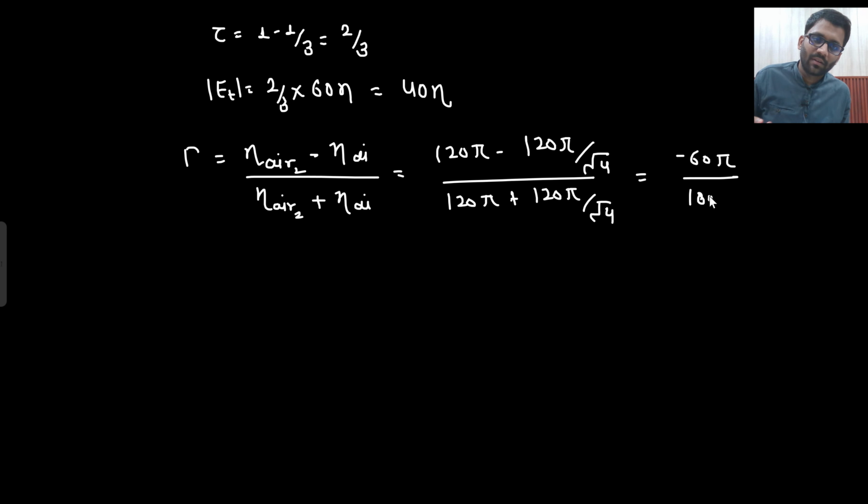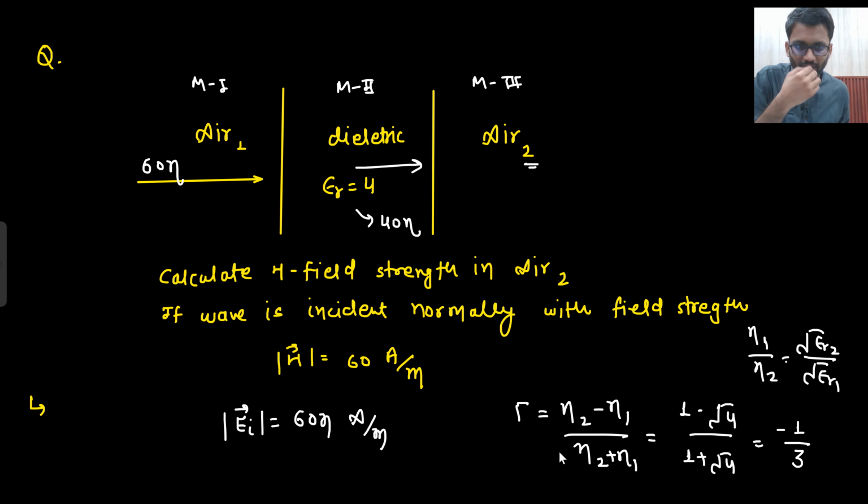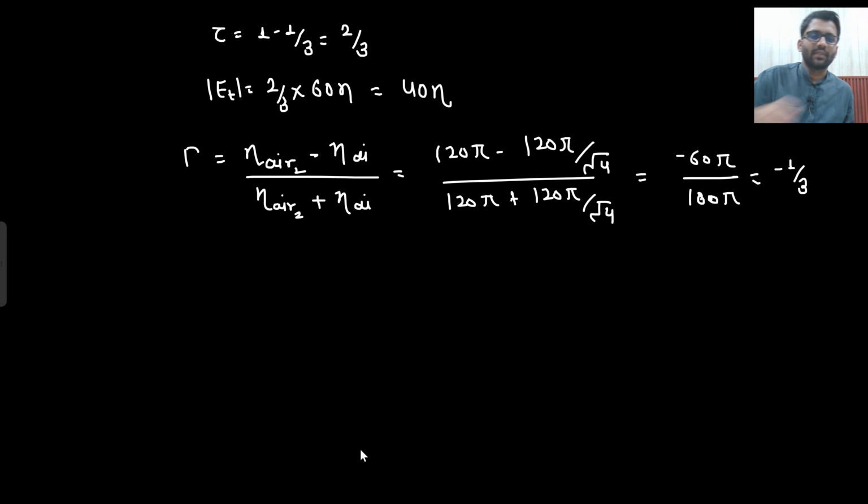So again it is minus 1 by 3 only. Neta air, something wrong happened here. Neta 2 was lesser. Neta 2 was 60 here, 60 minus. Yeah, sorry. Here it will be plus, no? Here it will be plus, sorry. So this will be 1 by 3. That's what I was thinking. So this will be 1 by 3.